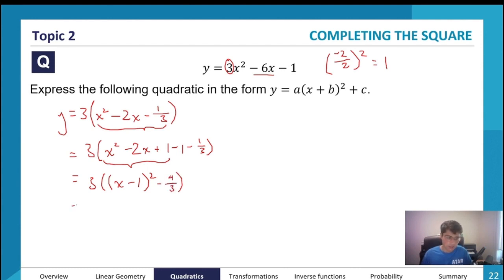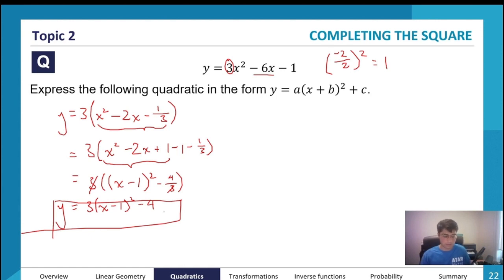The last thing we want to do is just multiply out this 3 in the front here. So we get 3 times (x minus 1) squared. And then we also have 3 times negative 4 over 3, which is just going to be canceling the 3s. We get negative 4. So there we go. We've now expressed this quadratic in stationary point form.